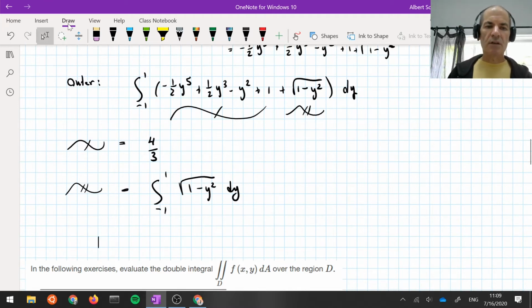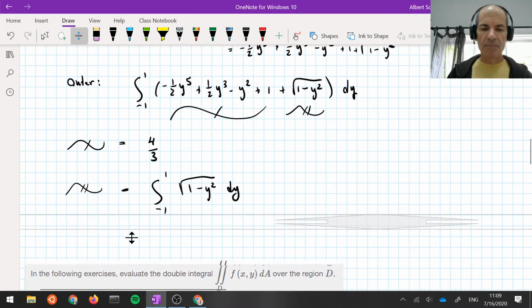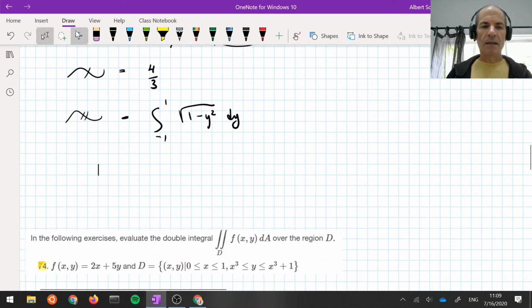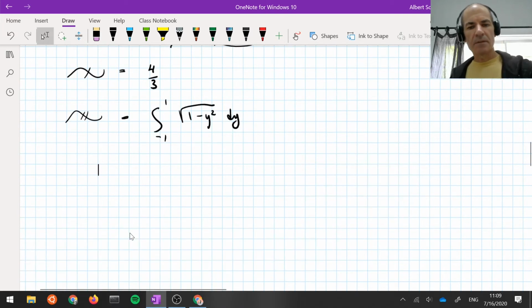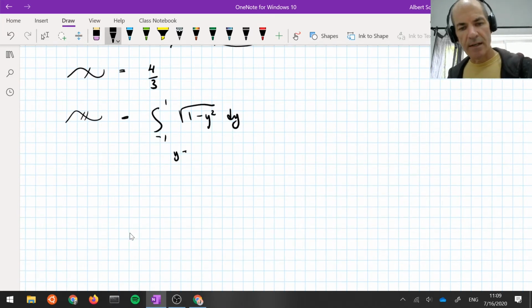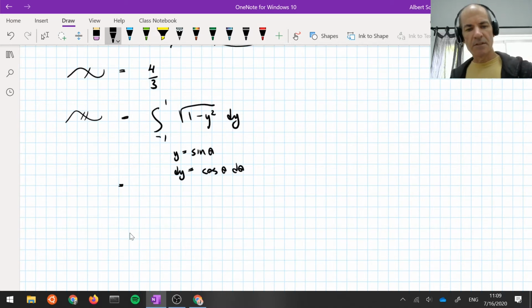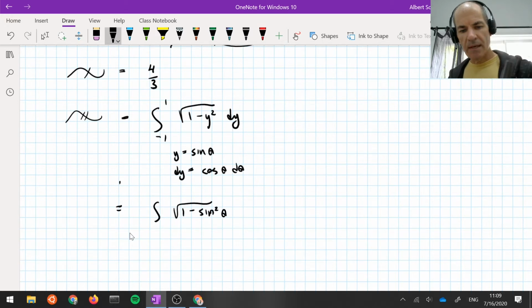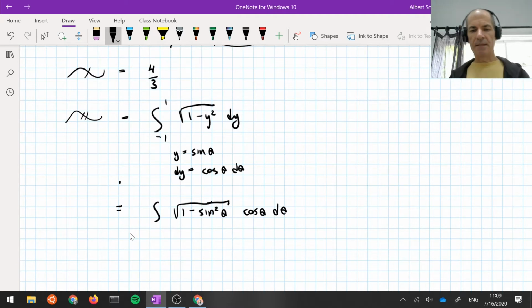So we're going to take advantage of the Pythagorean identity here and let y equal sine of theta. Then dy is cosine of theta d theta. Hopefully this is coming back to you. And we are going to substitute sine in for y. So we get 1 minus sine squared theta. And what's dy? We'll replace dy with cosine theta d theta, like that.